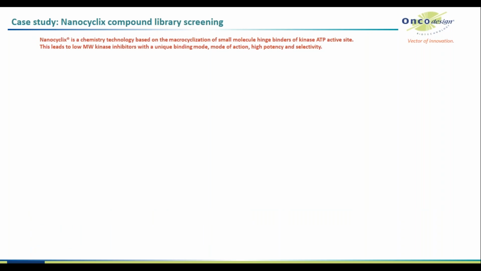Of course, I can't show you the sponsor's data, but what I'll show you is the screening of our own internal Oncodesign compound library called the Nanocyclix compound library. Nanocyclix is a chemistry technology based on the macrocyclization of small molecule hinge binders of the kinase ATP active site. This leads to low molecular weight kinase inhibitors with a unique binding mode. With a unique mode of action, they are highly potent and selective.